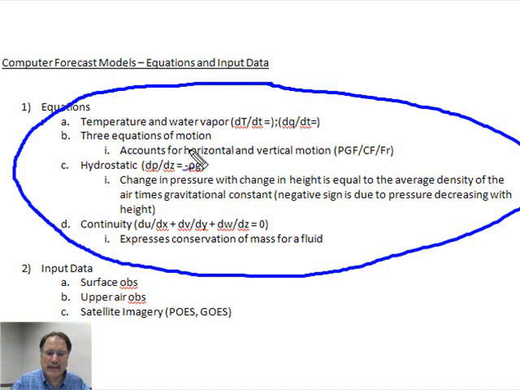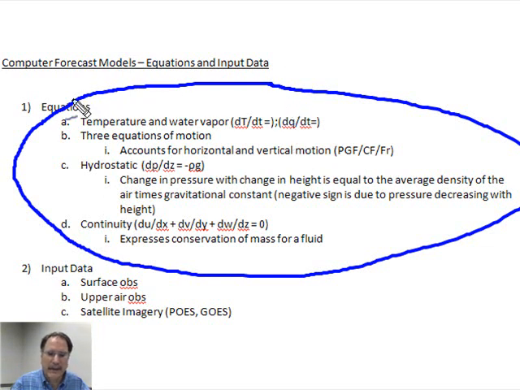The equations of motion, of which there are three, help to account for horizontal and vertical motion in the atmosphere, and they factor in different forces like the pressure gradient force, Coriolis force, and friction, which all have an impact, for example, on wind speed and direction. Hydrostatic and continuity equations are two fundamental atmospheric equations that are utilized in computer forecast models.